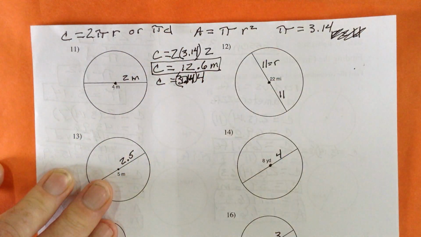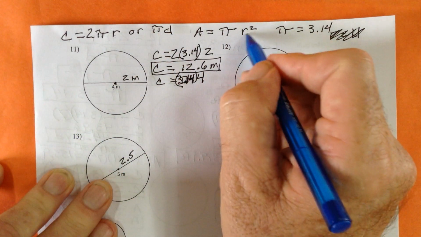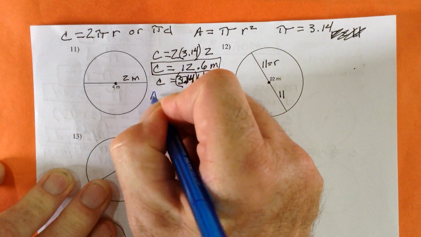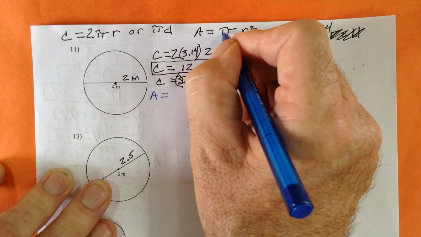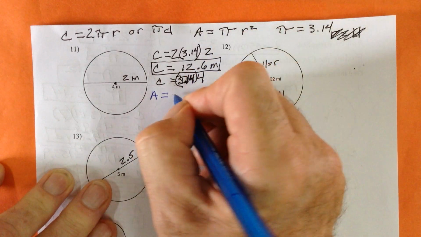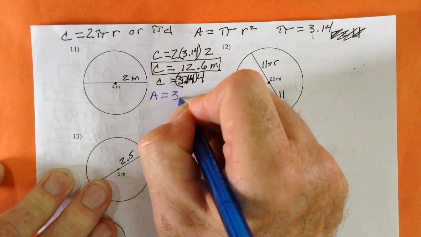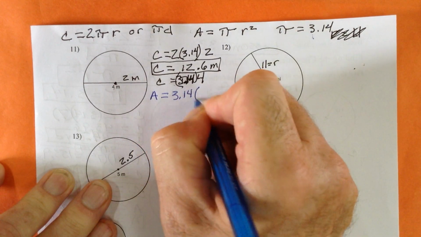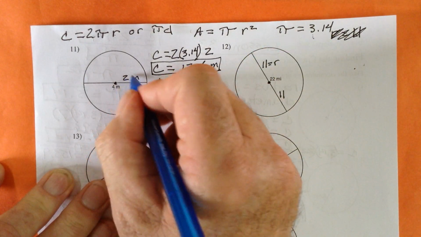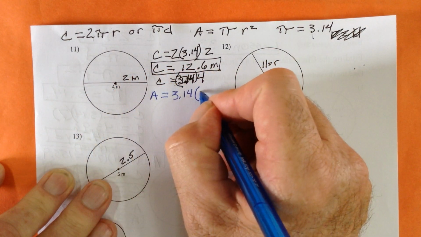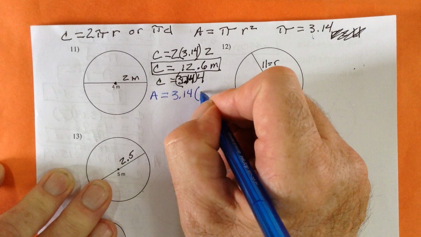To find the area, now remember, you can't use the diameter. You have to use the radius. So to find the area, I got to go pi. I'm going to change the pi to that number. 3.14 is pi, times the radius, which is 2. You got to divide the diameter in half. I did that in the first video.